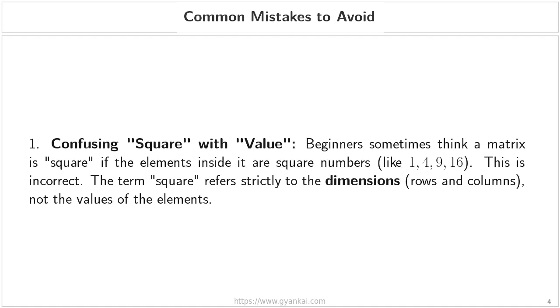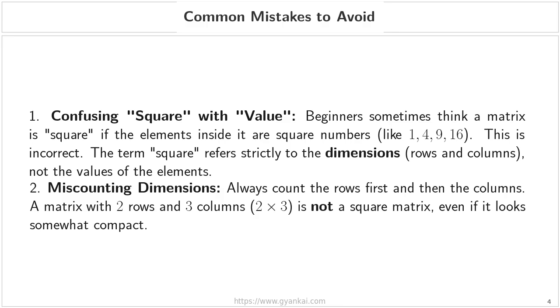First, be careful not to confuse the term square with the actual values contained within the matrix. Some beginners mistakenly believe that a matrix is considered square if the elements inside it are square numbers, for example, numbers like 1, 4, 9, or 16. This is incorrect. Please remember that in linear algebra, the term square refers strictly to the dimensions, meaning the number of rows and columns, and has nothing to do with the numerical values of the elements.